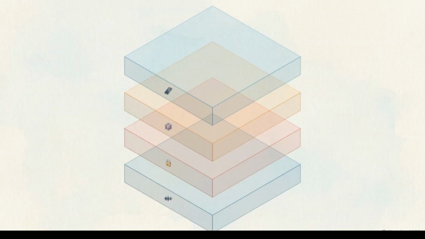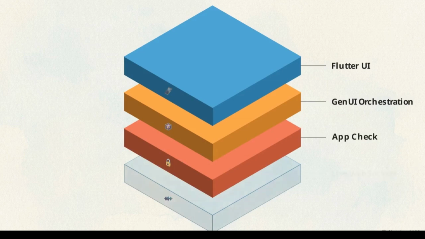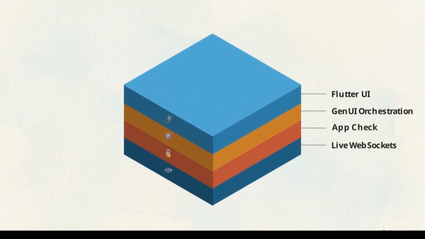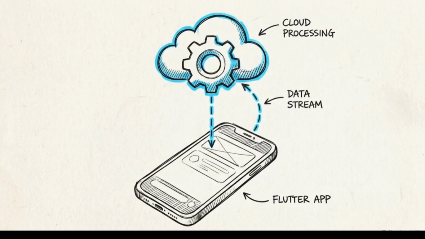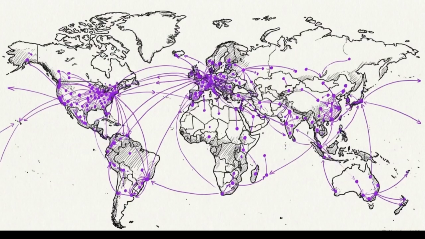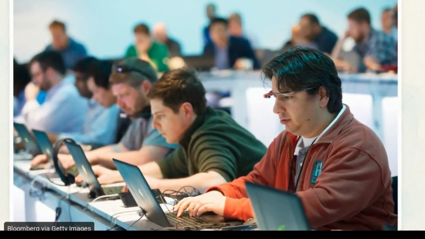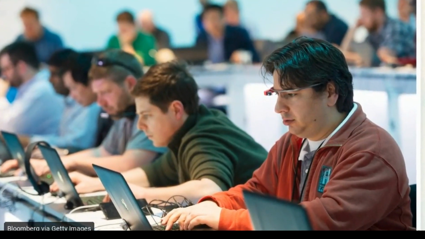This diagram reviews the complete synthesized stack. You have your Flutter UI layer, GenUI handling the orchestration, AppCheck securing the perimeter, and live WebSockets providing the connection. Now we add Firebase Remote Config to the deployment layer. Remote Config lets you adjust system instructions or swap model versions on the fly. You can change how the AI behaves across your entire user base without requiring them to download an App Store update. Building this architecture and managing the resulting widget trees requires a specific workflow.